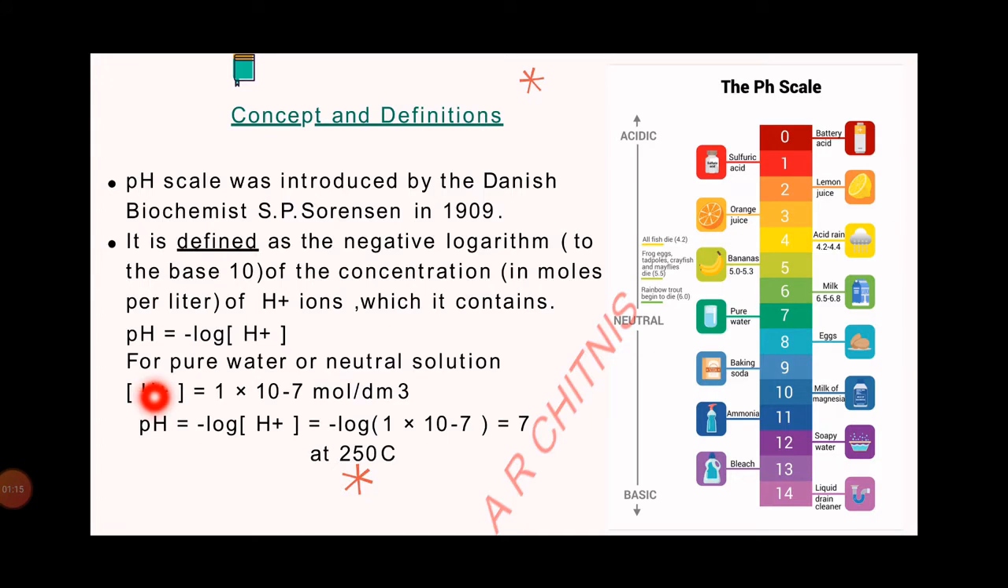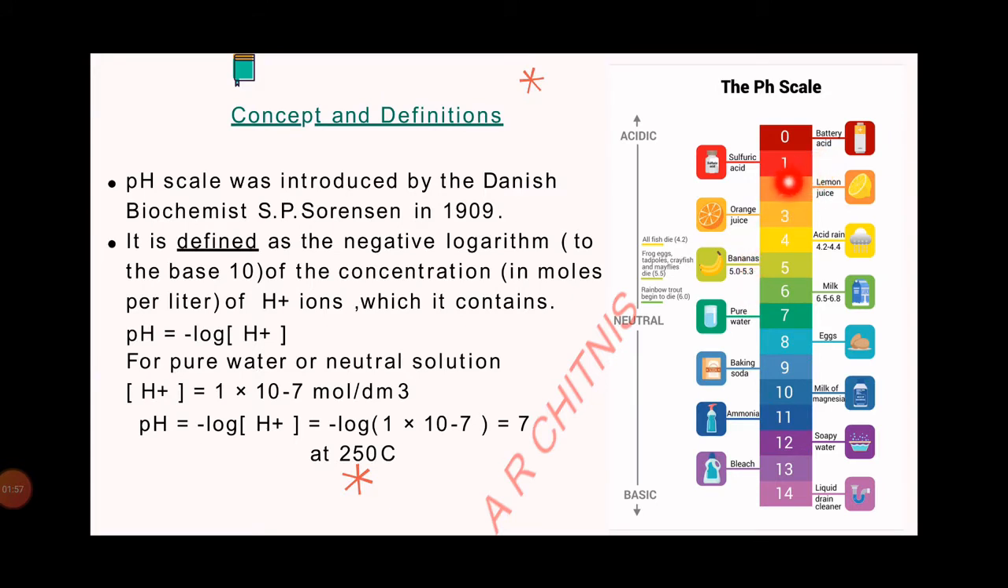For pure water or neutral solution, hydrogen ion concentration comes to be 1 into 10 raised to minus 7 mole per dm cube. So pH, when you put the value of hydrogen ion concentration, comes to be 7 at 25 degrees centigrade. This 0 should be at the top, so it is not 250, it is 25 degrees centigrade. Once you look at this pH scale, it starts from 0 and ends with 14. So 0 to 7 is the acidic part, 7 is neutral of course, and above 7 is the alkaline range or the basic range.